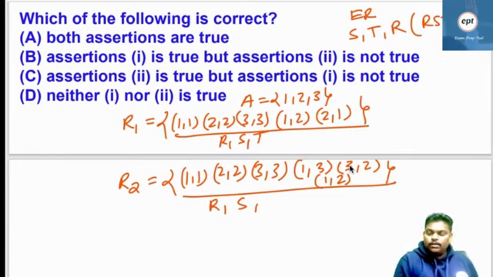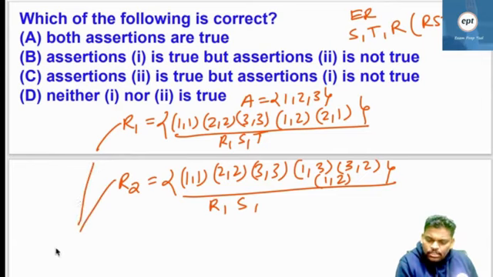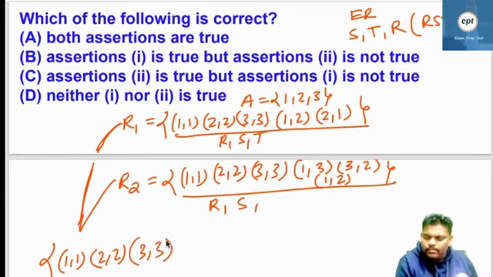Yeah. Now see. Can you help me now? Can you do the intersection? What is the intersection of these two? When you do intersection, the reflexive pairs will compulsorily come. Anything else?